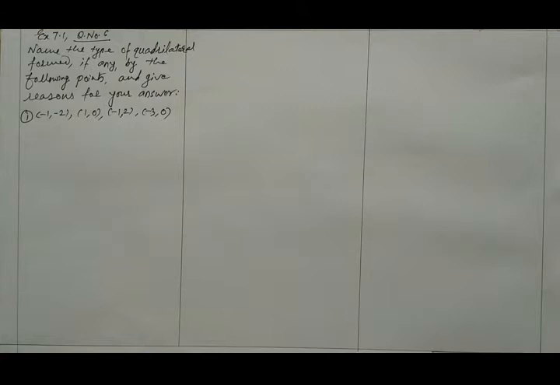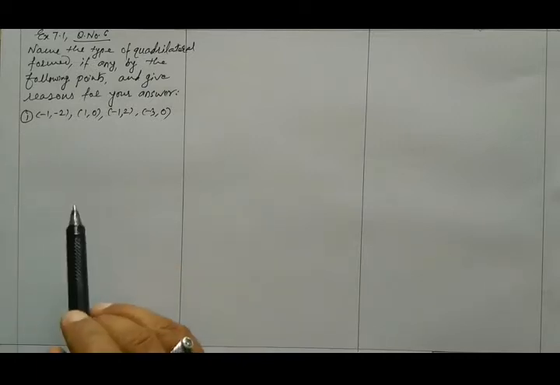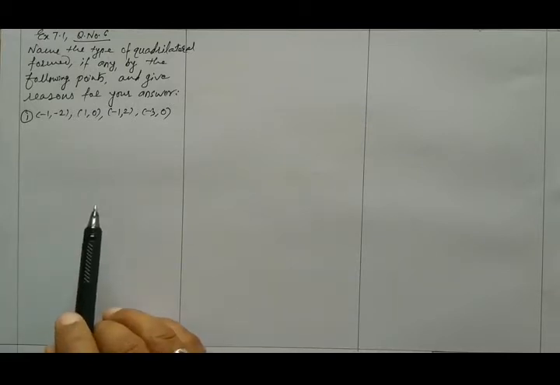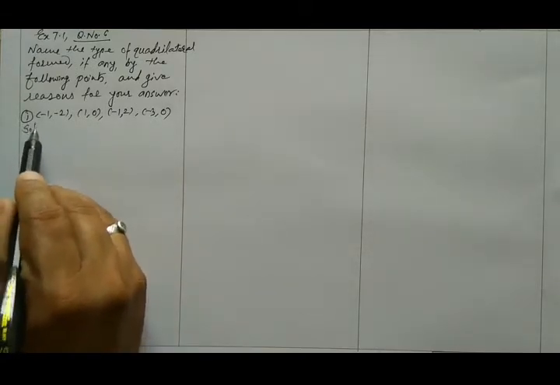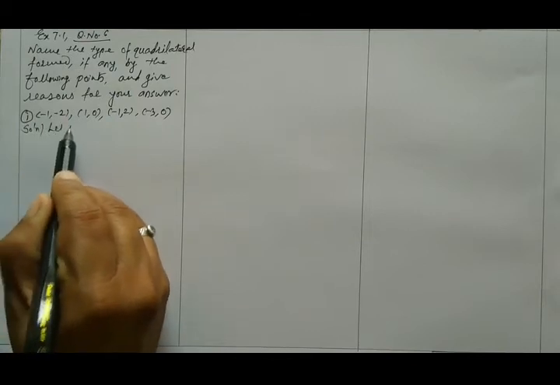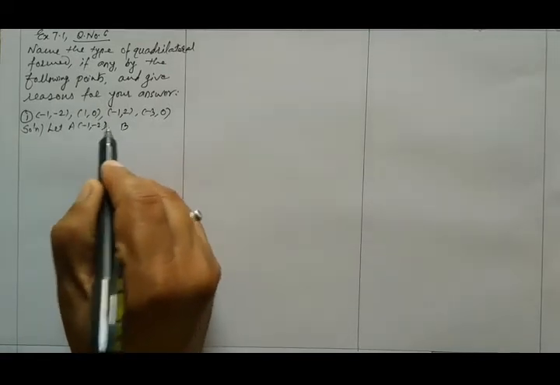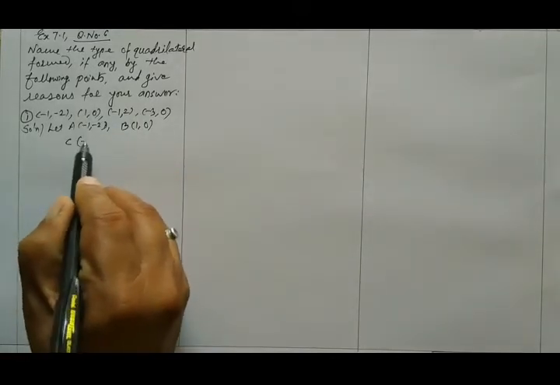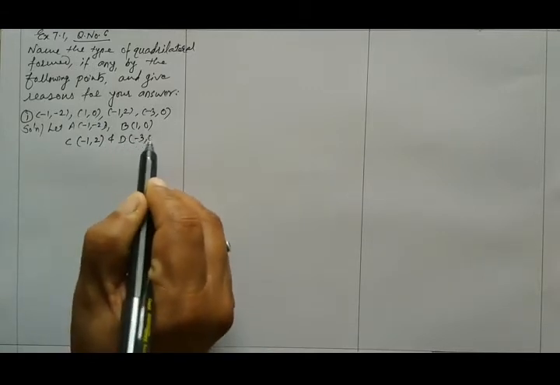Let us discuss now question number 6. In question number 6 there are 3 sub questions. We will discuss one. Question 6 first: Name the type of quadrilateral formed, if any, by the following points and give reasons for your answer. So these are the points. Let A be minus 1 comma minus 2, then B 1 comma 0, C minus 1 comma 2, and D minus 3 comma 0.